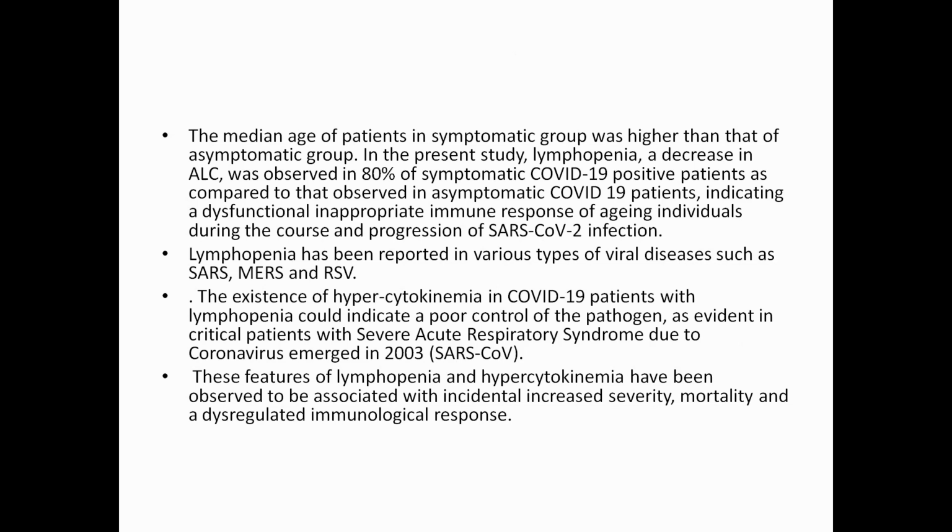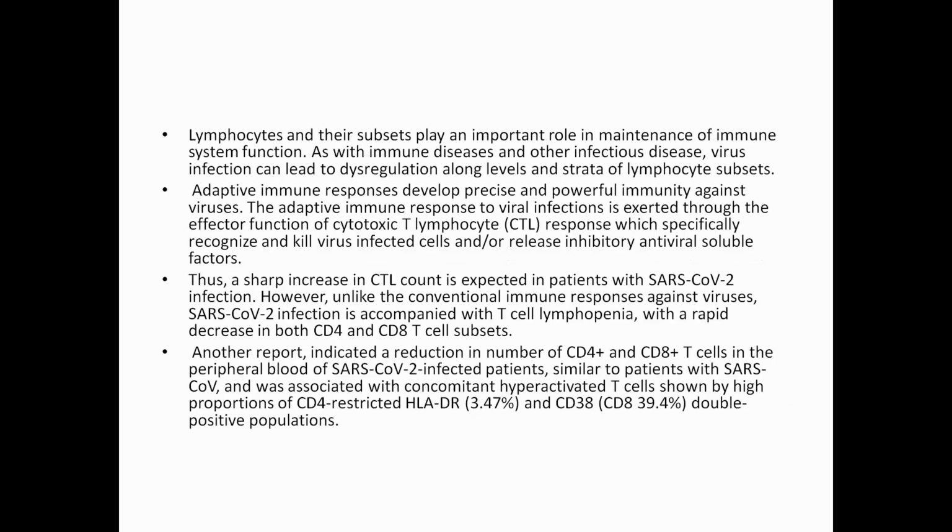These features of lymphopenia and hypercytokinemia have been observed in association with increased severity, mortality, and a dysregulated immunological response. Lymphocytes and their subsets play an important role in maintaining the immune system, as immune diseases and other infectious viruses can lead to dysregulation along the levels and strata of lymphocyte subsets. Adaptive immune responses develop precise and powerful immunity against viruses.